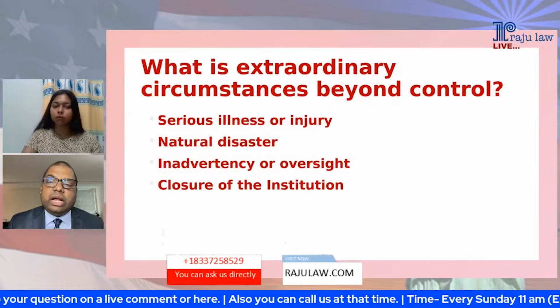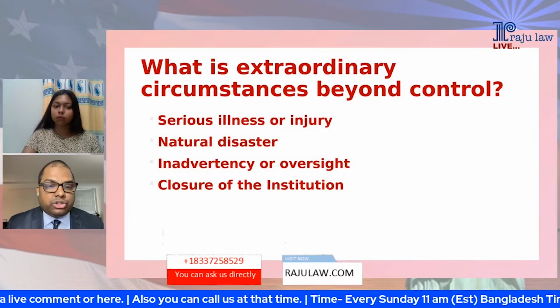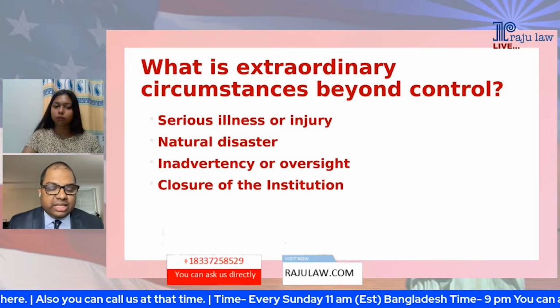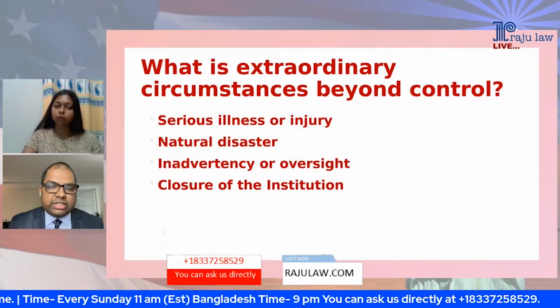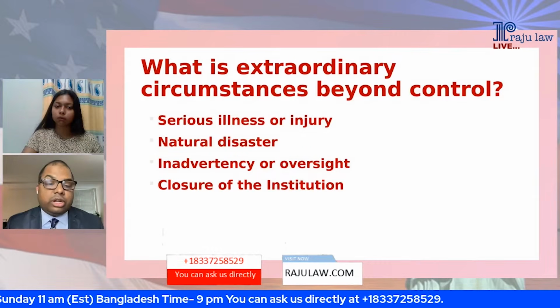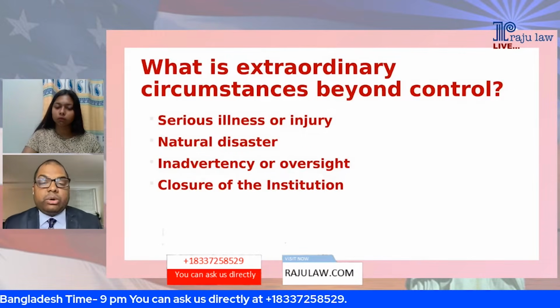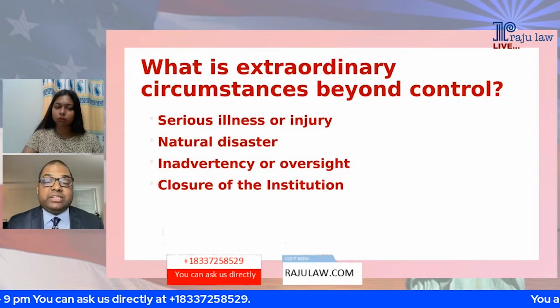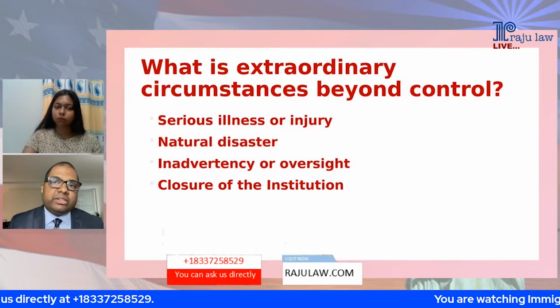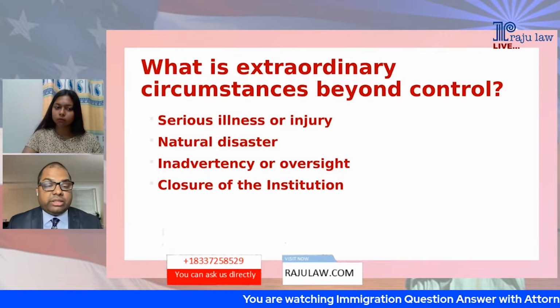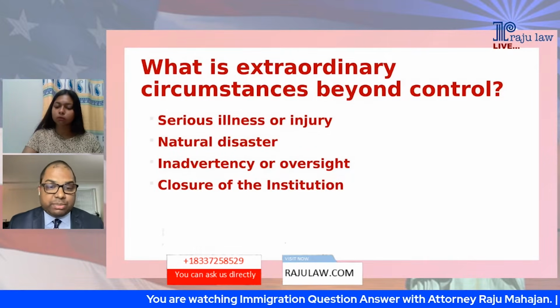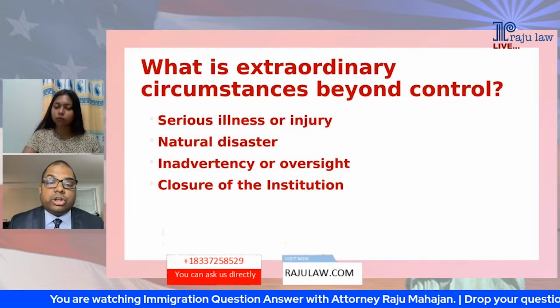So what is extraordinary circumstance beyond control? This can be anything that is reasonable, anything that is logical, but here are some: serious illness or injury. And illness doesn't mean only physical illness. It can be physical and mental illness. A lot of people claim that they have mental health issues, and based on that mental health ground, you can also apply for reinstatement. So it must be a serious illness or injury.